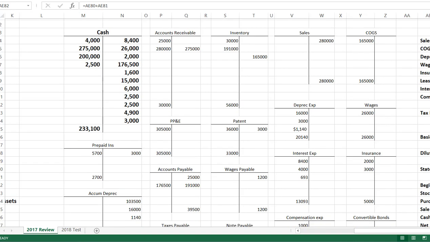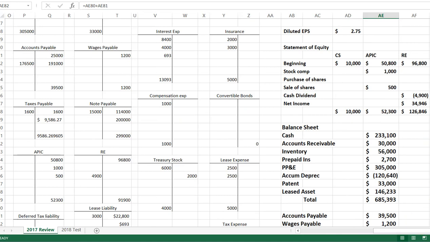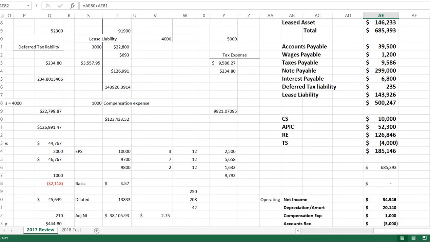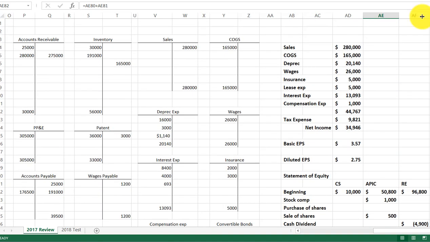All right, and remember, you should start the new year with retained earnings matching what your balance sheet is, 126,846. And there should be nothing in your revenues and expenses. And that will get you going on the exam for the next year. You'll do some very similar journal entries in order to accomplish that.